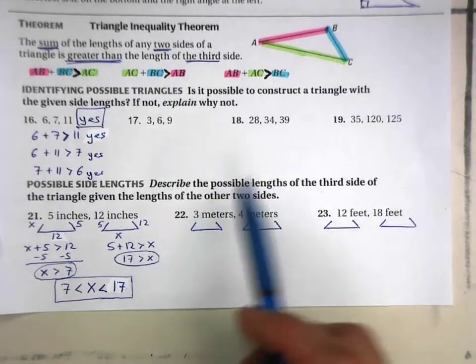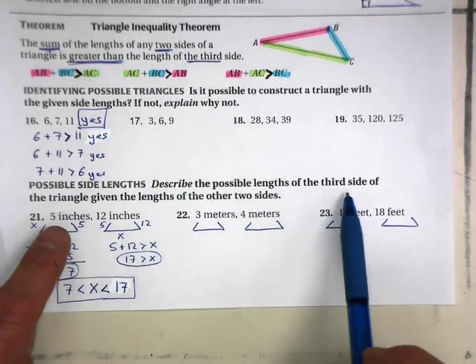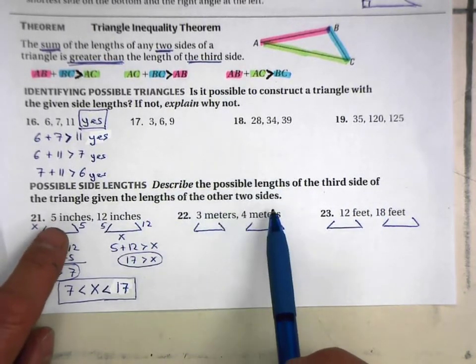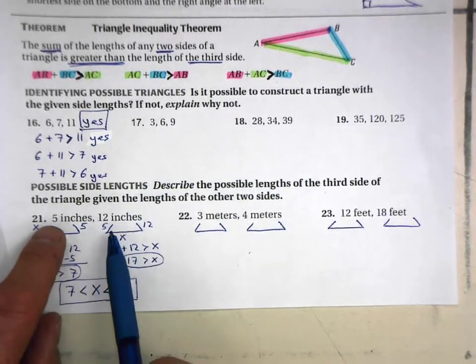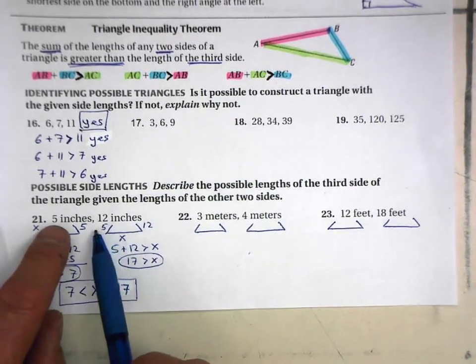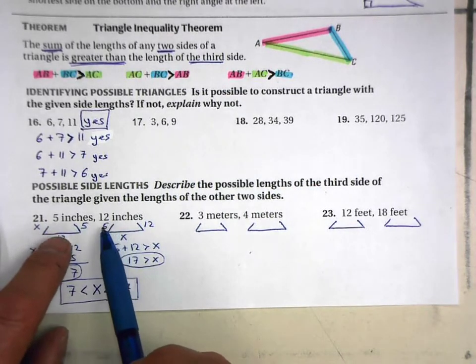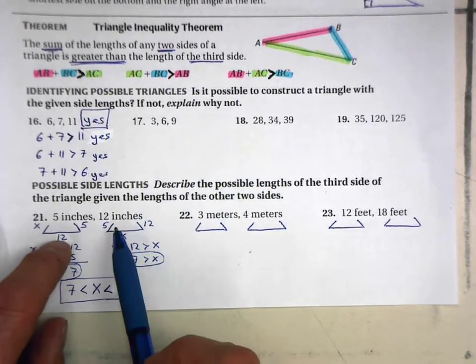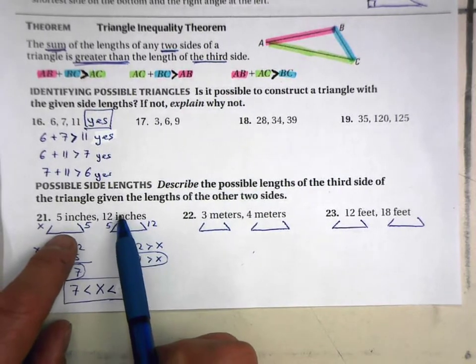And then lastly, possible side lengths. Describe the possible lengths of the third side of a triangle given the lengths of the other 2 sides. So all they're given to me now is just 2 lengths. I have 5 inches and 12 inches, and I have to figure out what is the range of length of sides that I could have and still be able to make a triangle.